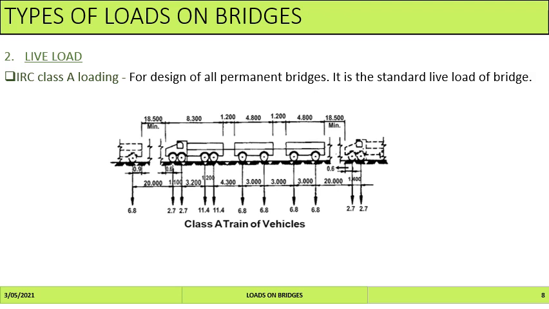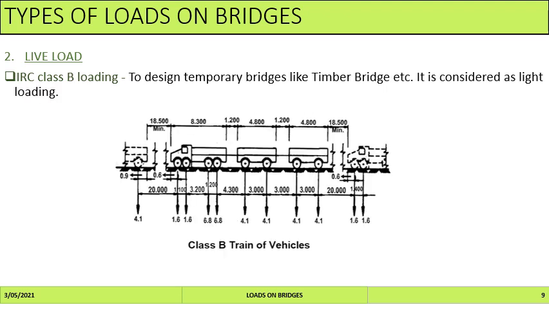Next type of loading is Class A loading. These are designed for all permanent bridges. It is considered as the standard live load of a bridge. IRC designed a Class A train of vehicles, and it also gave the loads coming on each wheel and the distance between the wheels, and the minimum distance between 2 vehicles is given as 18.5.